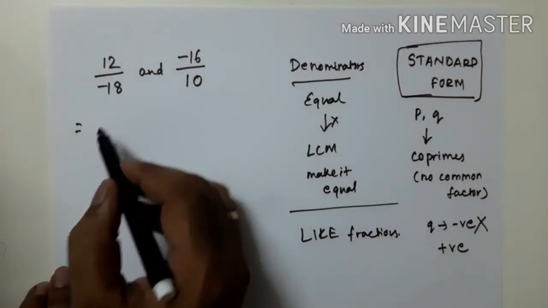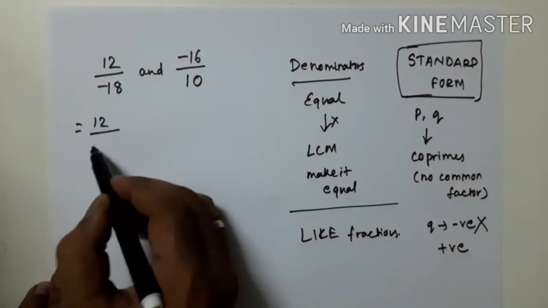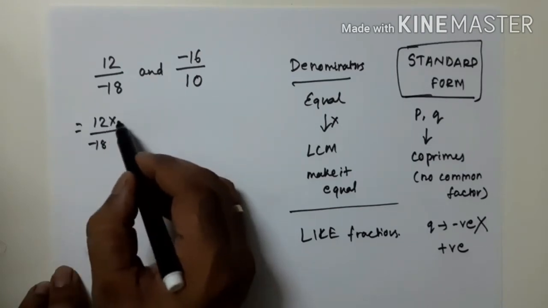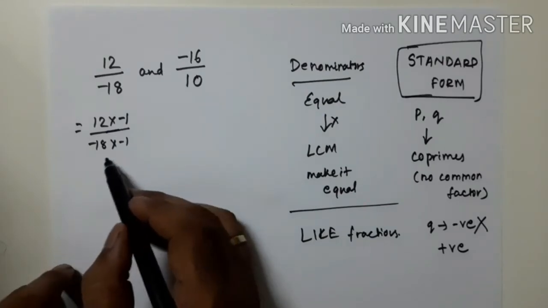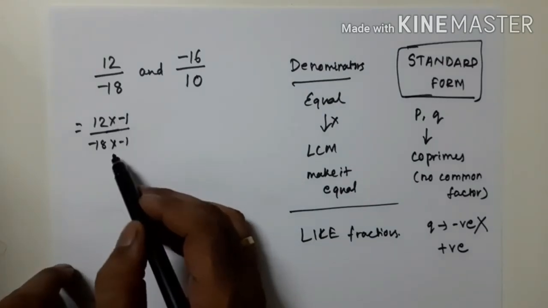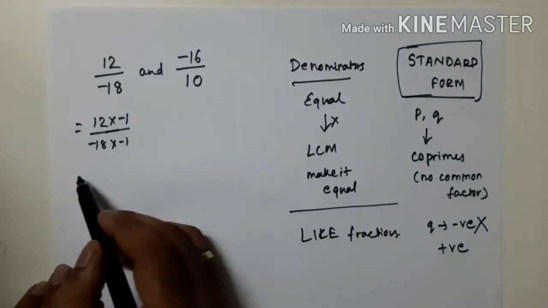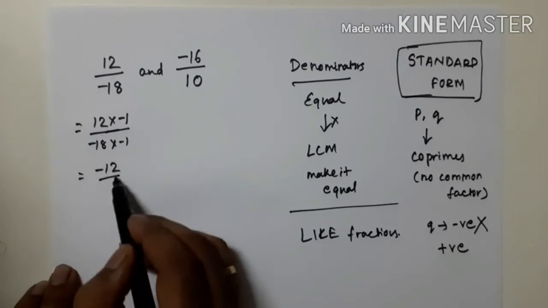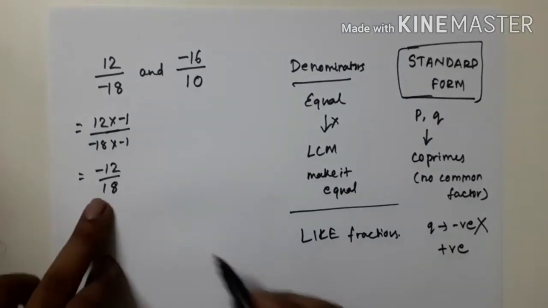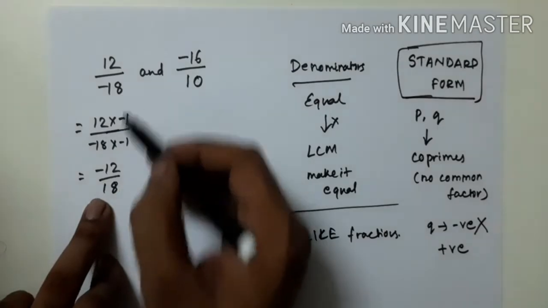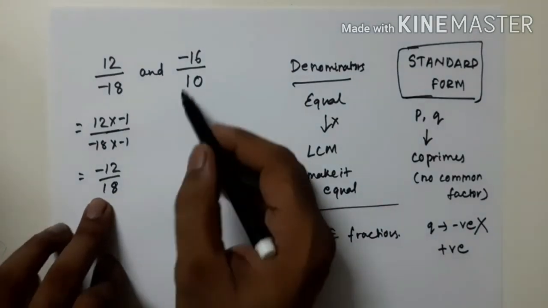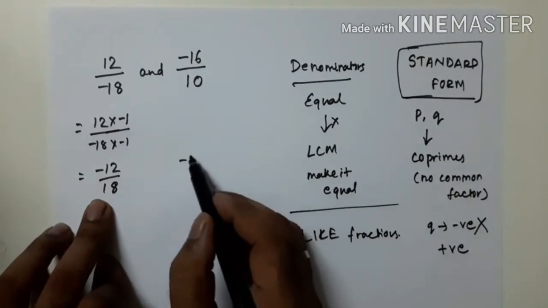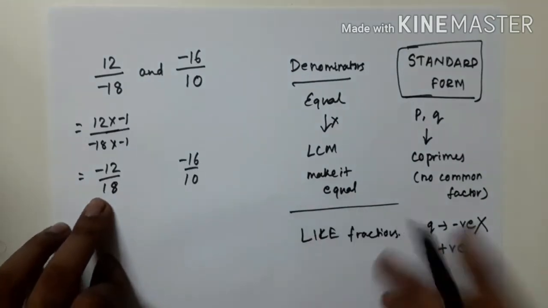So 12 by minus 18, if I multiply by minus 1, so here I have just multiplied both numerator and denominator by minus 1, so the value will not change. So we get now minus 12 by 18. You can see the negative denominator has been converted to a positive denominator now. Next, here we have minus 16 by 10.